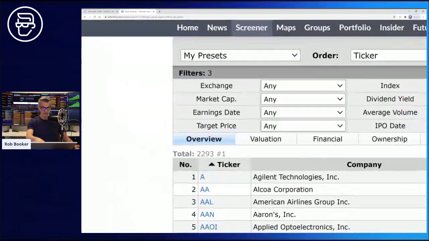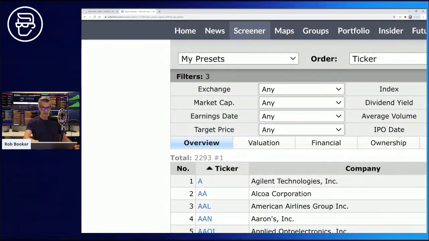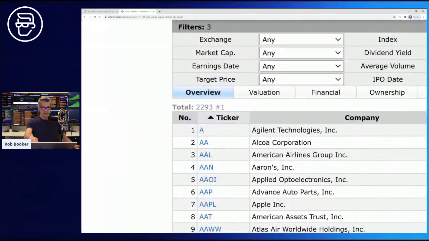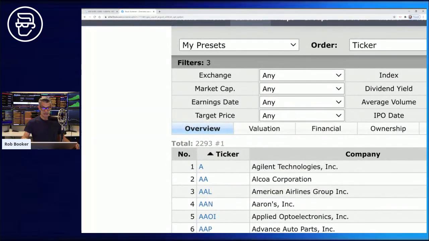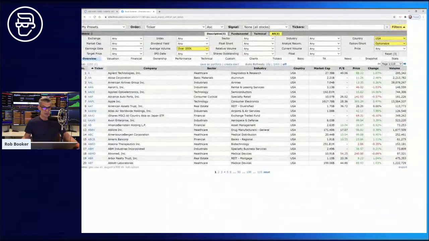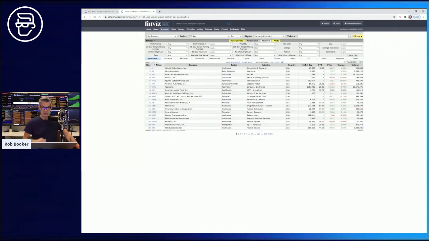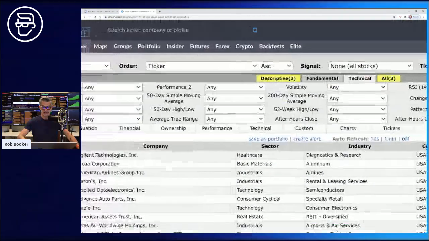That narrows it down to 2,293 stocks. You can see that right here on the screen, and that's too many stocks. We don't want that many stocks. We do not want to look at that many stocks. So what I'm going to do next is look at technical indicators. This is going to change everything.